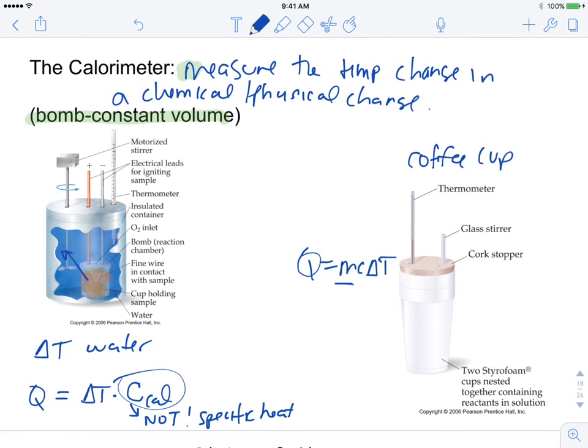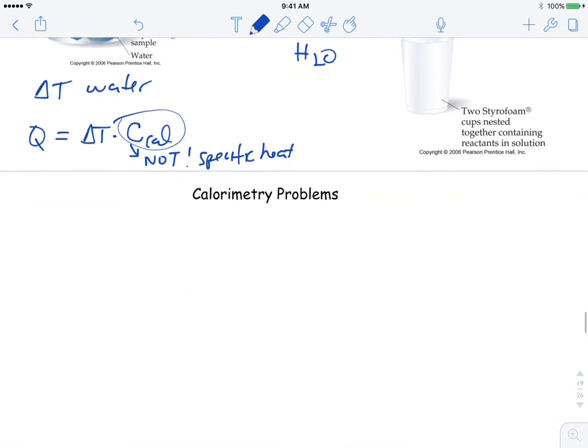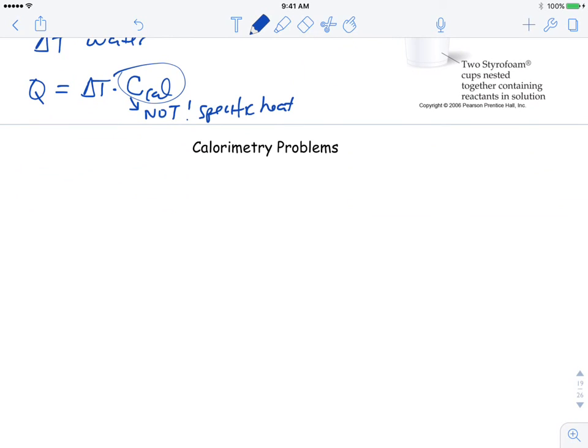Normally with the coffee cup calorimeter, you fill this with water, and then you do a reaction within the water. You dissolve a solid perhaps, or maybe you would neutralize an acid and a base, or maybe you would put a hot piece of metal in there and transfer the heat that way. That's what's happening with a coffee cup calorimeter. So let's try a few different problems. Let's try one with a bomb calorimeter. Let me pull one up here on the side.